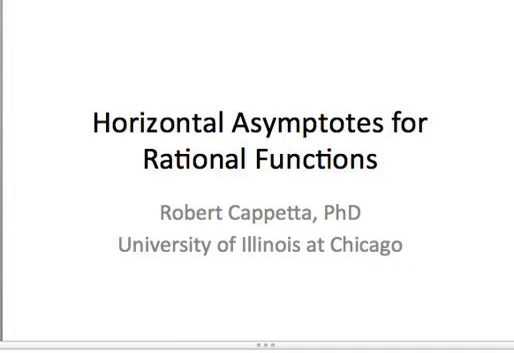This is Bob Capetta from the University of Illinois at Chicago, and this lesson is on horizontal asymptotes for rational functions. So let's remind ourselves what a rational function is.